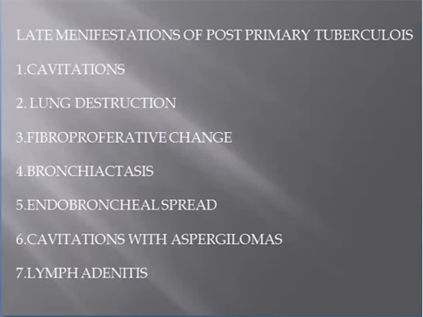Late manifestations of post-primary tuberculosis: number 1, cavitations; number 2, lung parenchymal destruction; number 3, fibroproliferative changes; number 4, bronchiectasis, actually traction bronchiectasis due to the presence of pulmonary fibrosis. Fifth is the endotracheal or endobronchial spread. 6, cavitations with aspergillomas and lymphadenitis. Now these are the late manifestations of post-primary tuberculosis.